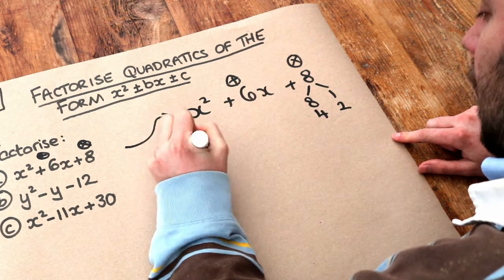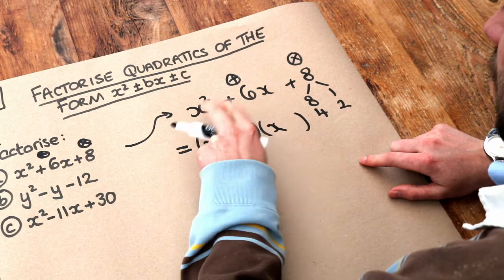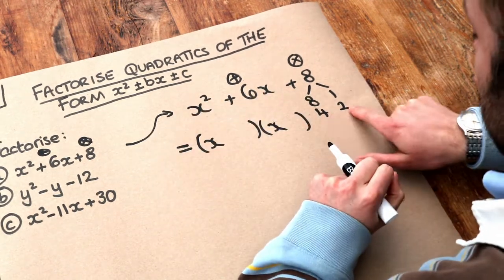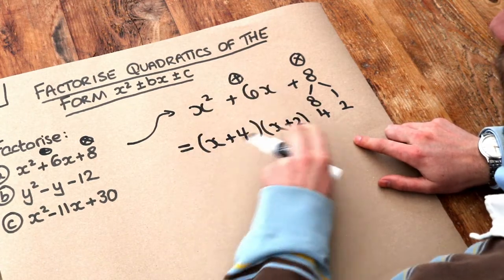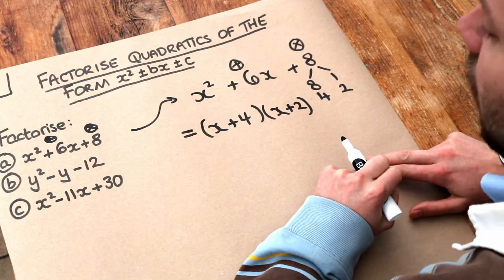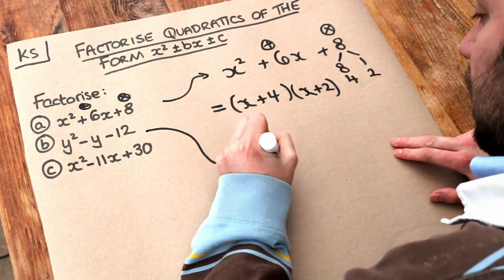And therefore, remember, you have two brackets with x at the start of each of them, because this is in terms of x, and then we use those two numbers. You've got plus 4 plus 2. Either way round, it could be plus 2 plus 4. It's the same thing, because you can multiply these either way round. What about the next one? We've got some negative symbols in here this time.